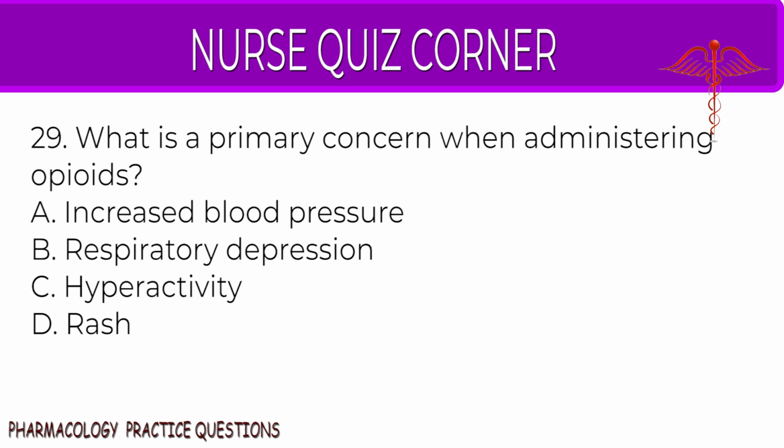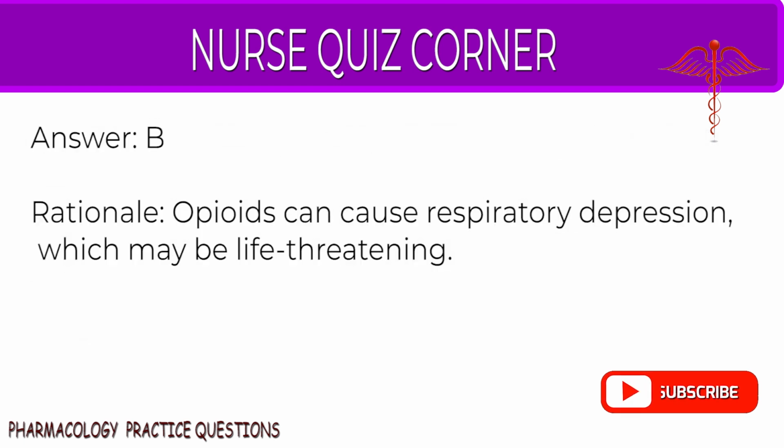29. What is a primary concern when administering opioids? A. Increased blood pressure, B. Respiratory depression, C. Hyperactivity, D. Rash. Answer: B. Rationale: opioids can cause respiratory depression, which may be life-threatening.